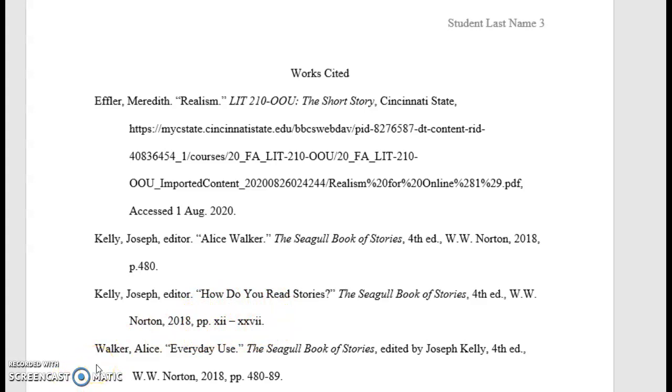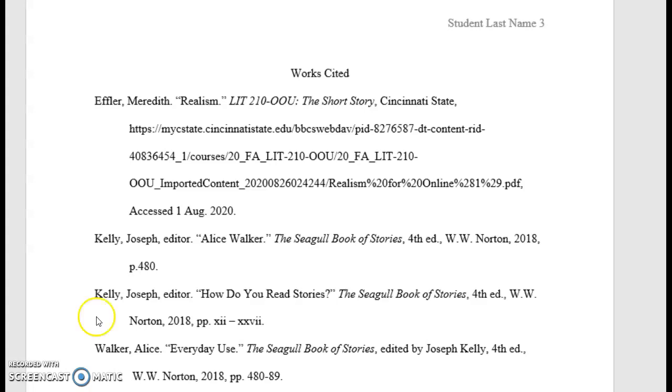The final citation on this Works Cited page is the story itself. And notice when I have multiple sources on a Works Cited page, they appear in alphabetical order, not necessarily in the order that they're most used, because I probably should be using this story the most, and not in the order that they appear. If I have multiple sources, they're always in alphabetical order.